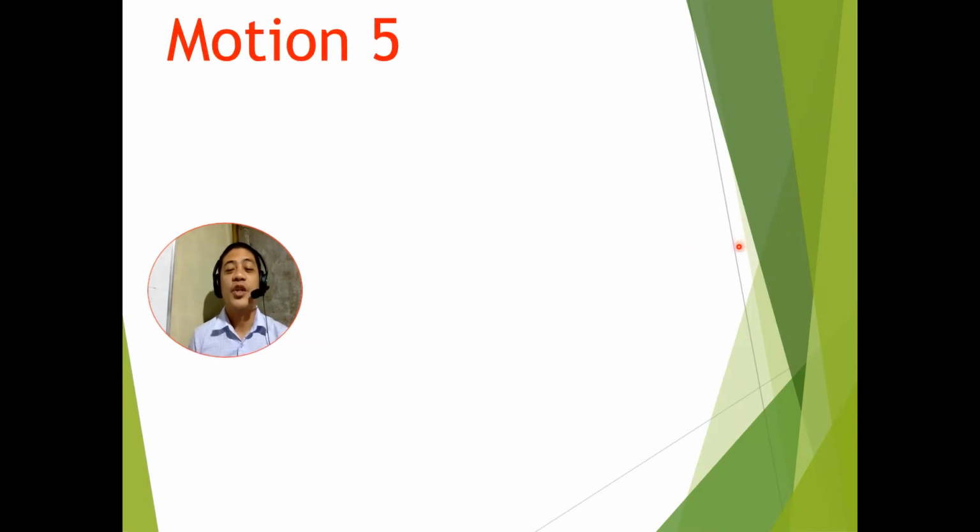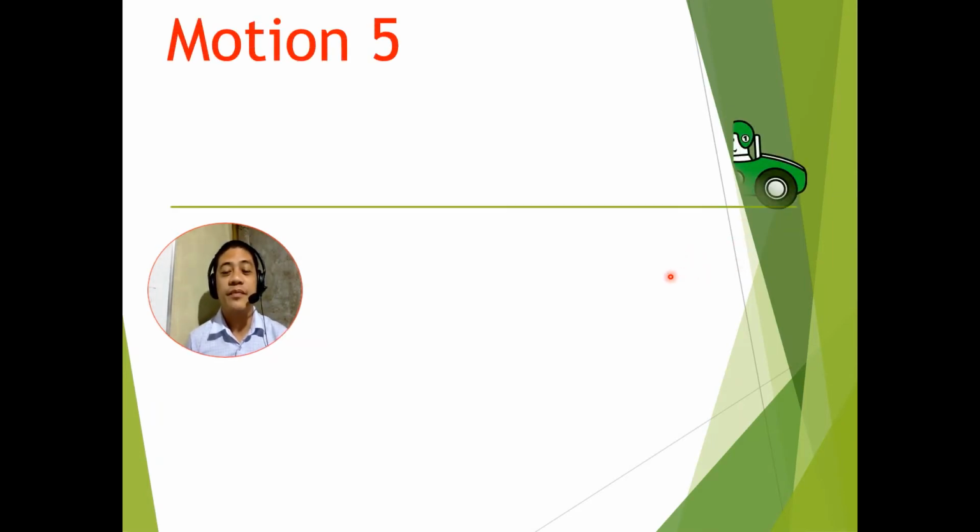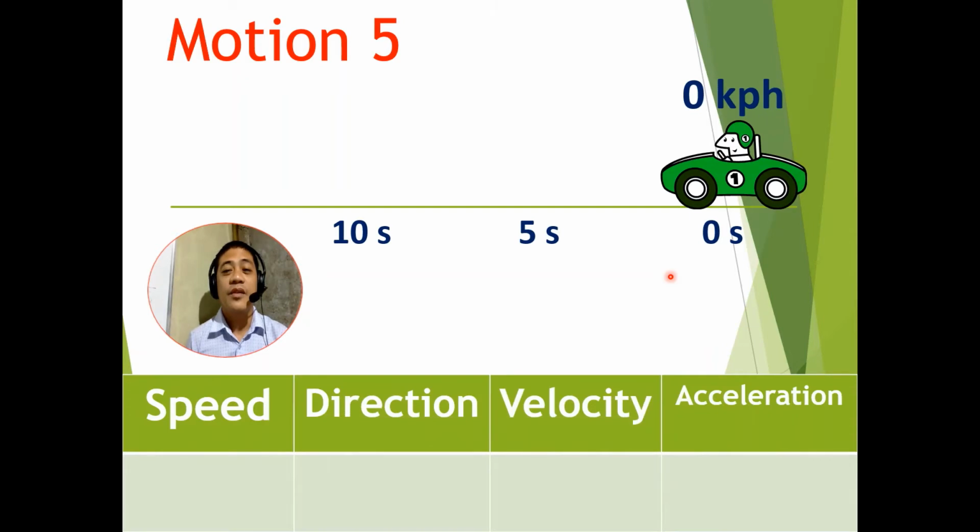Here comes our last motion. Motion number 5. Observe the car's motion. Oh, did the car move? So, how will we describe now its speed? Since the car did not move, its speed is 0. Its direction is none, and also its velocity is 0. So, if the velocity is 0, is there an acceleration? We will answer that later.